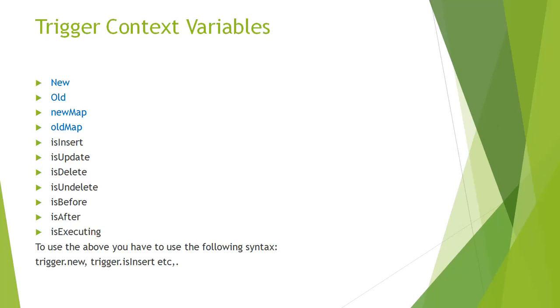Why do we have to use context variables like is insert and is update? Whenever we want to vary the functionality for different types of operations in the same trigger, we use them to specify whether a block of code executes for after insert, after update, or before update, and so on. As I told, these context variables return a Boolean result. And new, old, new map, and old map hold the collection of records you are working on.